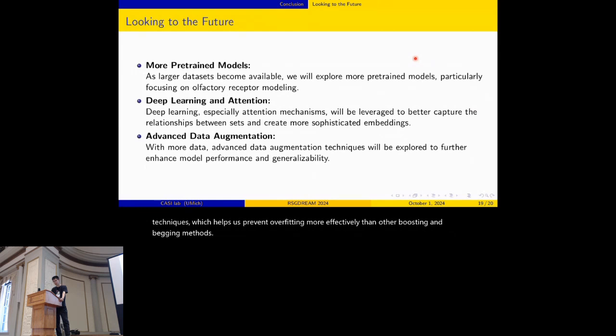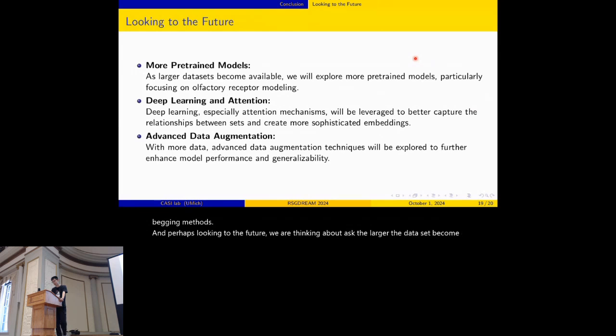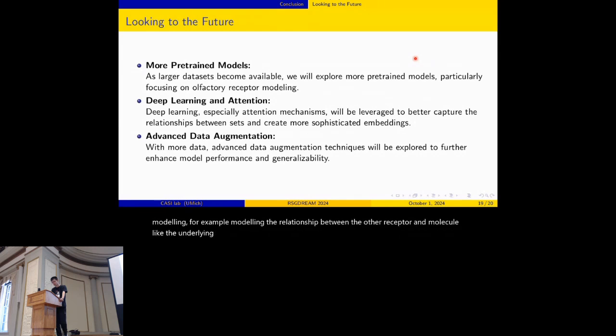And perhaps looking to the future, as larger data sets become available, we will explore more pre-trained models, particularly focusing on odor receptor modeling. For example, modeling the relationship between the odor receptor and the molecule, like the underlying mechanism. And also deep learning, especially with attention mechanisms, will be leveraged to better capture the relationship between sets and create more sophisticated embeddings. And finally, with more data, advanced data augmentation or data curation techniques will be further explored to enhance the model performance and generalizability.